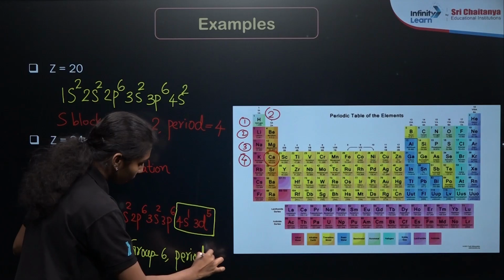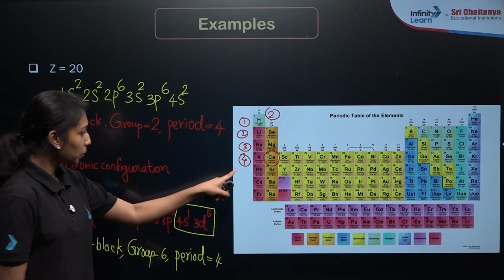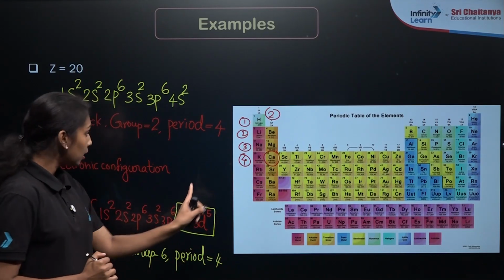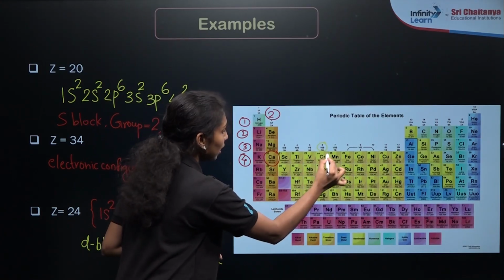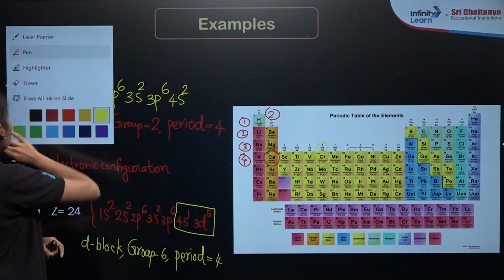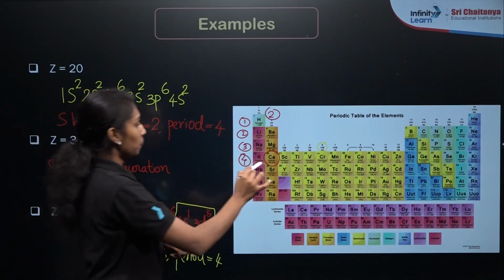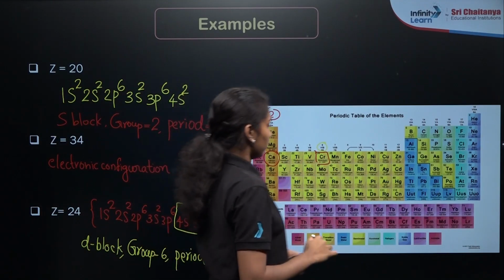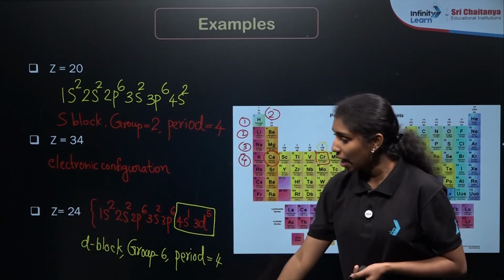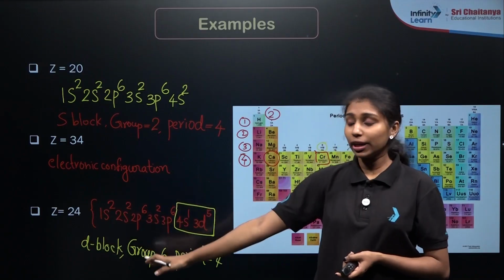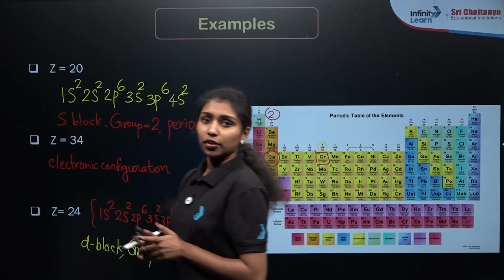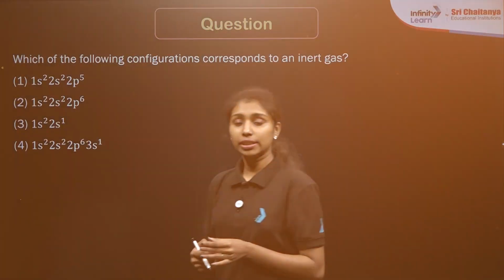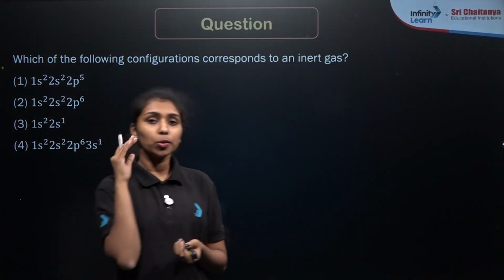So which element will it be? Fourth period, sixth group. So this will be the element known as chromium. Clear? Chromium is the element which has the atomic number 24 and has the special electronic configuration of 4s1 3d5. Okay, I hope you understand. Okay, that's all about the long form of the periodic table.